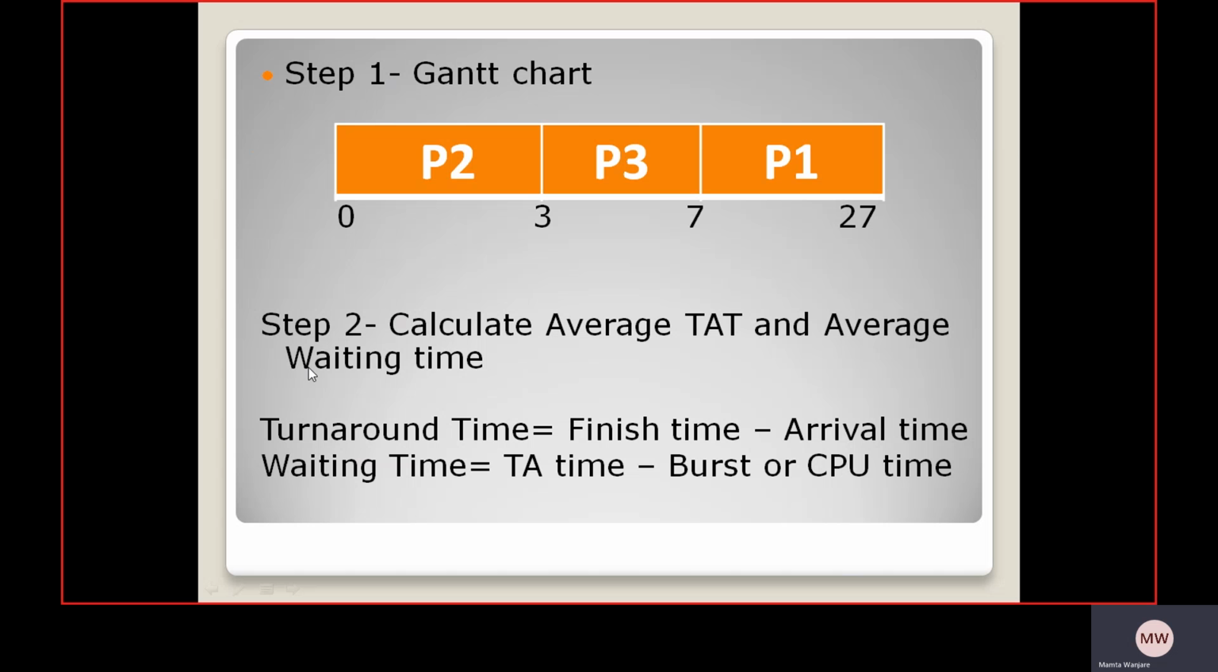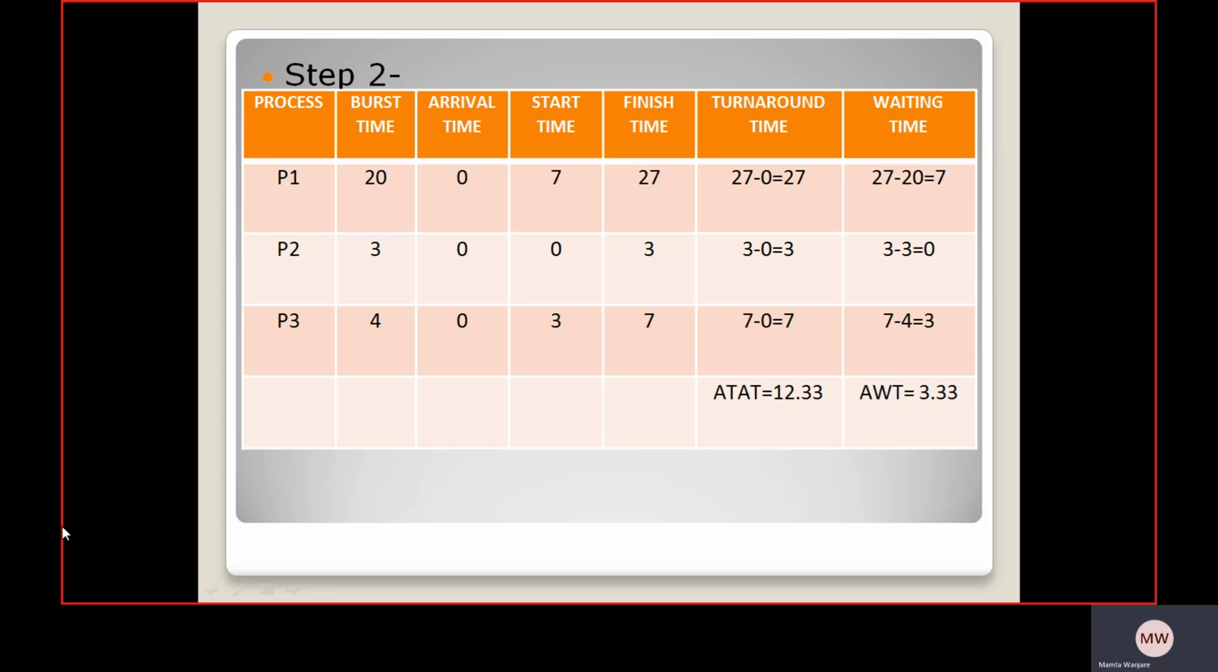The second step is to calculate average turnaround time and average waiting time. Turnaround time is equal to finish time minus arrival time, and waiting time is equal to turnaround time minus burst or CPU time. Three processes are there, and burst time is also given in the numerical. Whenever arrival time is not given, you assume arrival time is 0.